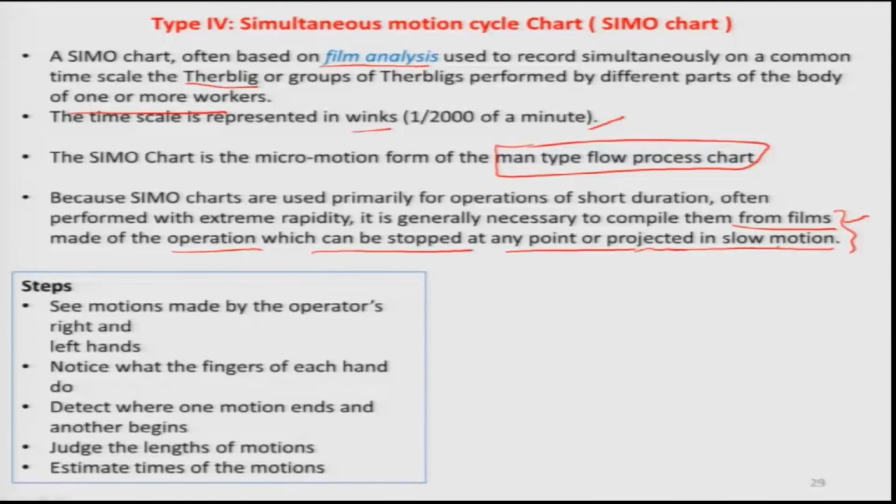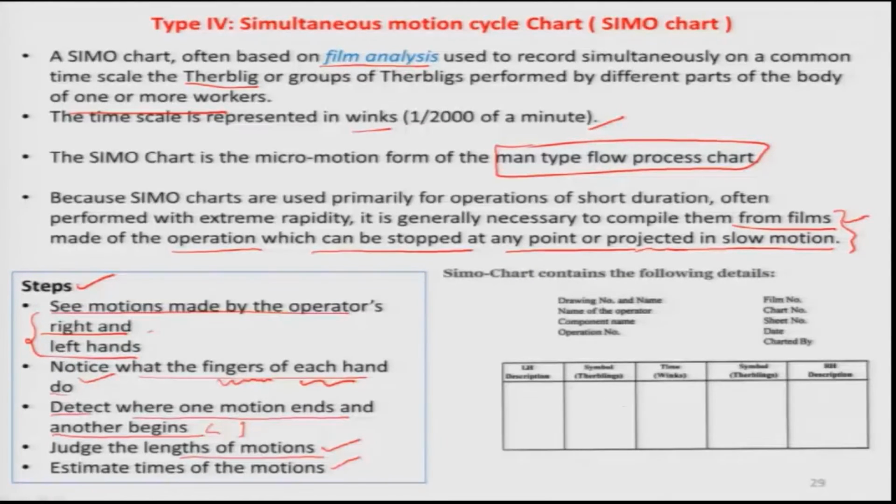Okay. What are the basic steps for a SIMO chart? Step: see the motion made by the operator's right and left hand. First, using the video recorder, the motion of the right and left hand is recorded. After that, notice what the fingers of each hand do. After that, each finger's movement is noticed. After that, detect where one motion ends and another begins, so that you can count the time. Judge the length of the motion and estimate the time of the motion. After that, you will have to fill in the table for a SIMO chart.